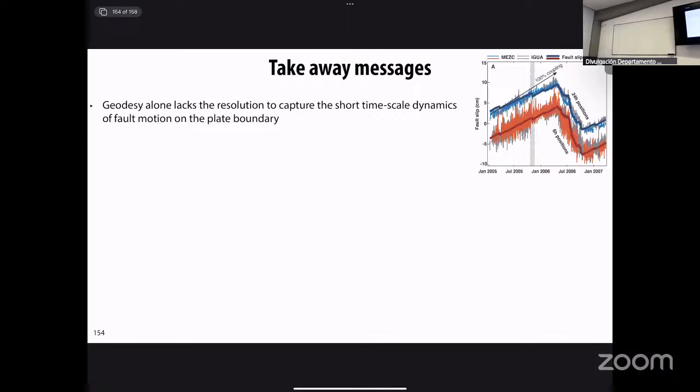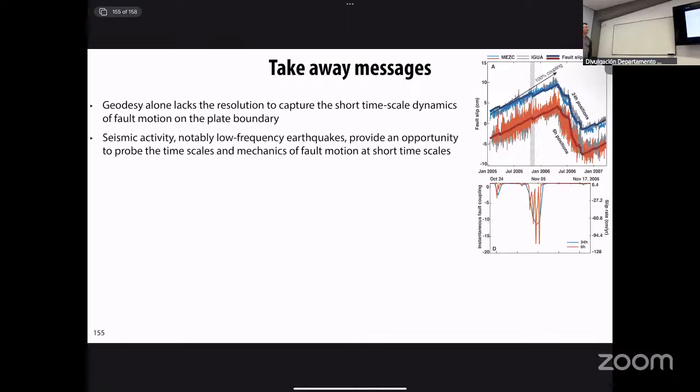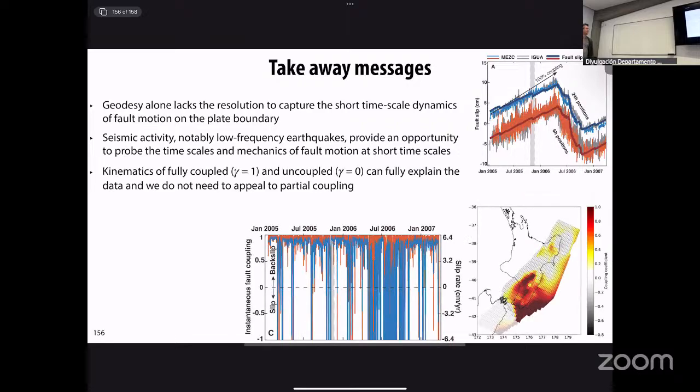So to wrap up, geodesy alone, I think, lacks the resolution to capture the short time scale dynamics over which we see slow slip and low frequency earthquakes that happen. We can use seismic activity and low frequency earthquakes as an opportunity to probe the timescales and mechanics of the fault motion we see in this deep zone. Kinematically, we can explain the geodetic time series with these very intermittent episodic coupled, uncoupled plate behavior. And we don't necessarily need to appeal to partial coupling to explain kinematically our observations.